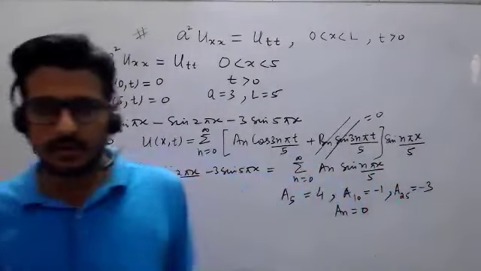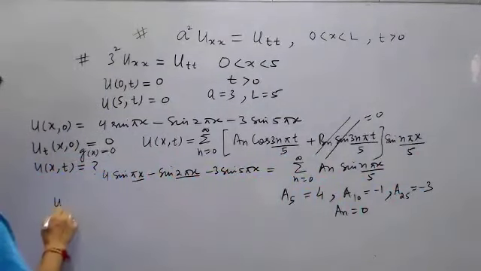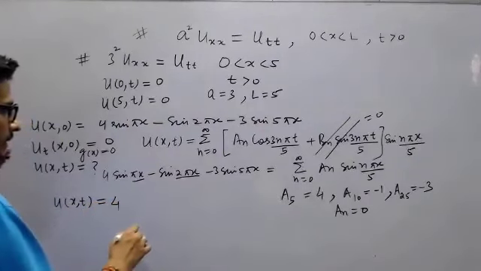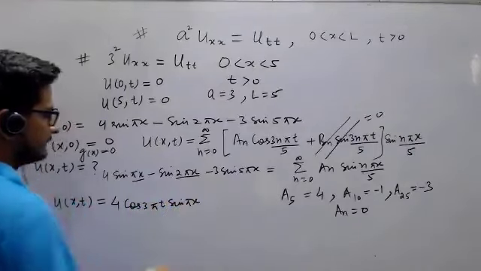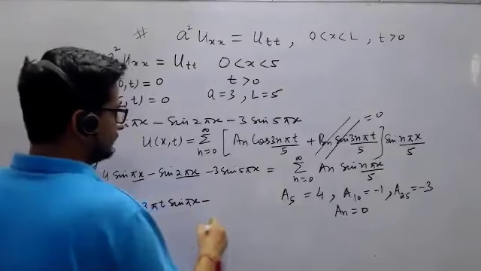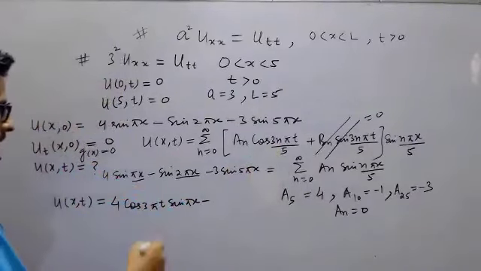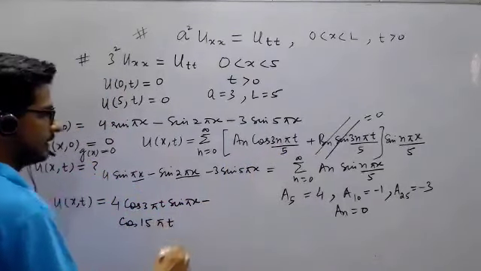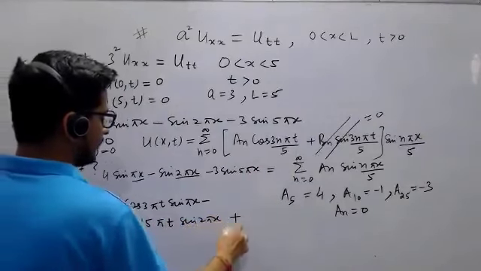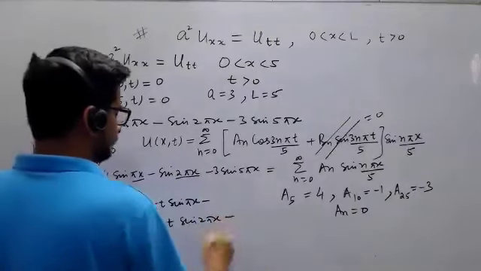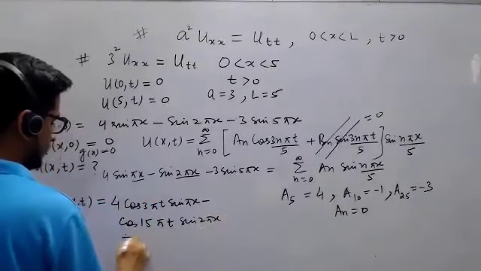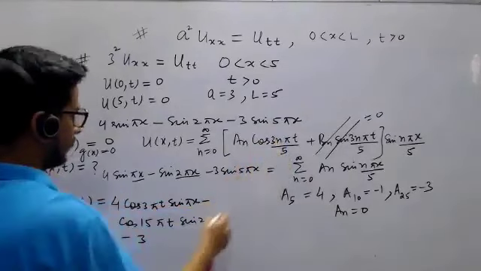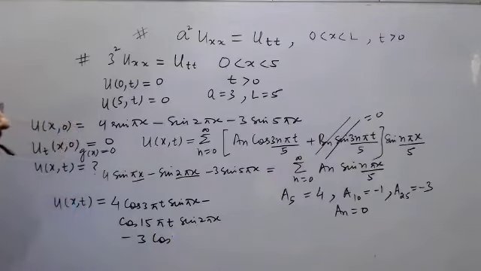So now we can write the solution of this equation as u of x comma t is equal to 4 times cos 3 pi t into sin pi x minus cos of 15 pi t sin 2 pi x, again minus 3, and if we put 25, then cos of, last one is 25.